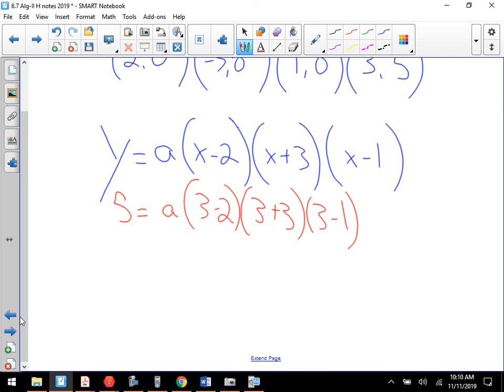What's 3 minus 2? 1. What's 3 plus 3? 6. What's 3 minus 2? 1. What's 1 times 6? 6. What's 6 times 2? 12. So 5 equals 12a. What's a? 5 twelfths. That's the idea that we'll get towards. It's right, and that's how you'll be able to get your first term.